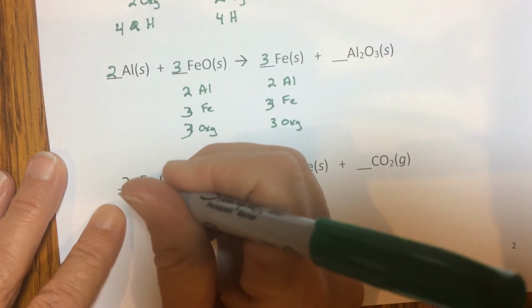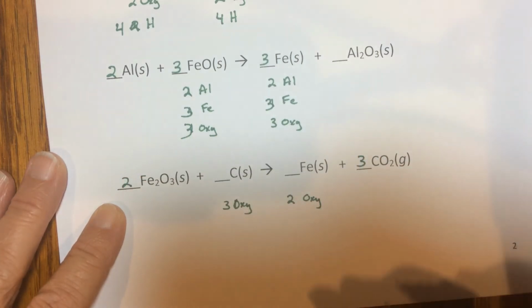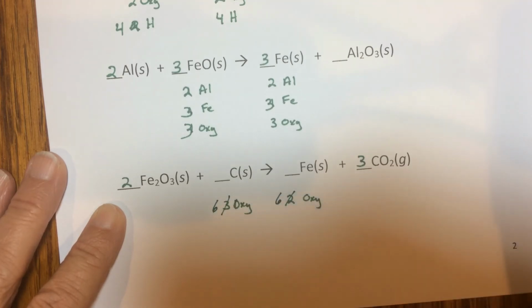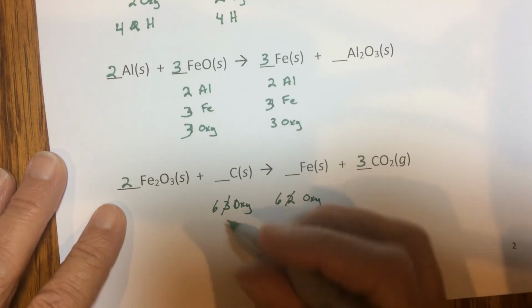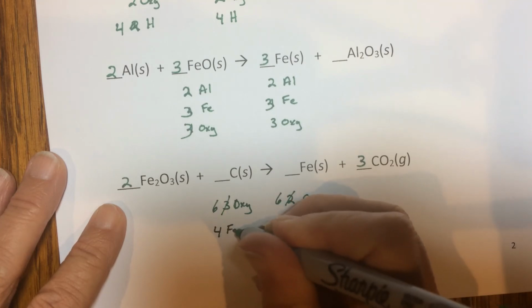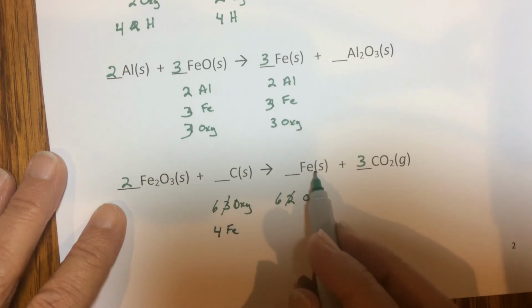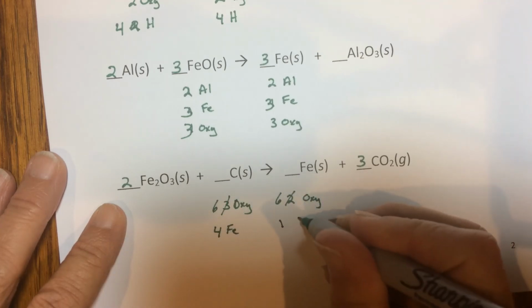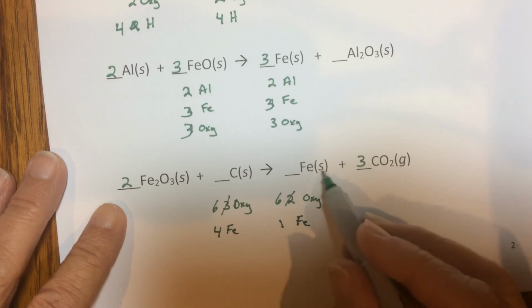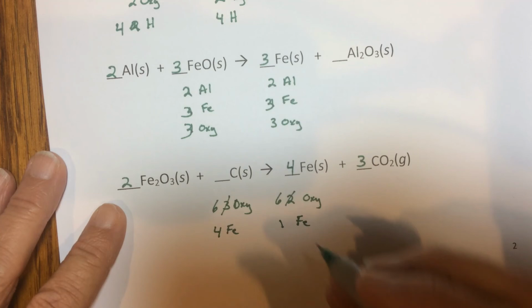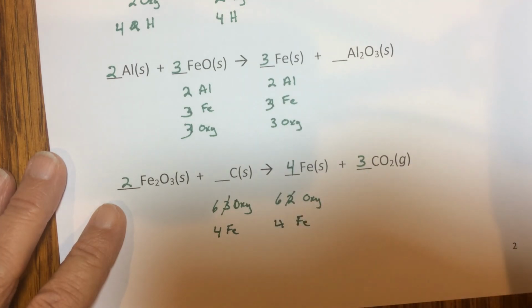If I multiply this one by 2 and this one by 3, I'll have 6 oxygens on each side. So that's a little trick. Once I've done that, I can balance the iron. I've got 4 irons on the product side, 2 times 2. I have 1 iron over here on the reactant side, but I can add a 4 in the front of that, and now that's balanced.